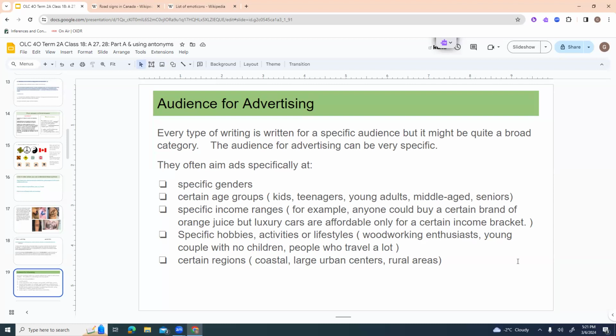Certain regions. I don't know if you knew this, but a lot of times the ads, even for the same products, may change from place to place because different regions will find different things appealing. So coastal regions, where you're near water, large urban centers, rural centers. For example, you're probably not going to advertise John Deere tractors in Toronto because there's not really a whole lot of place for them to use it. On the other hand, you might be advertising boats like crazy in the coastal area because with all that water there, people are dying to buy boats.